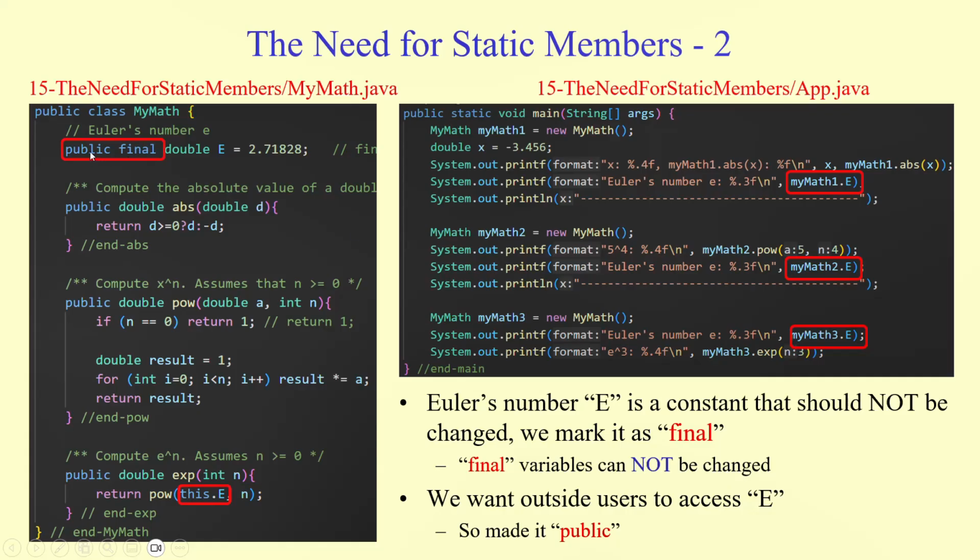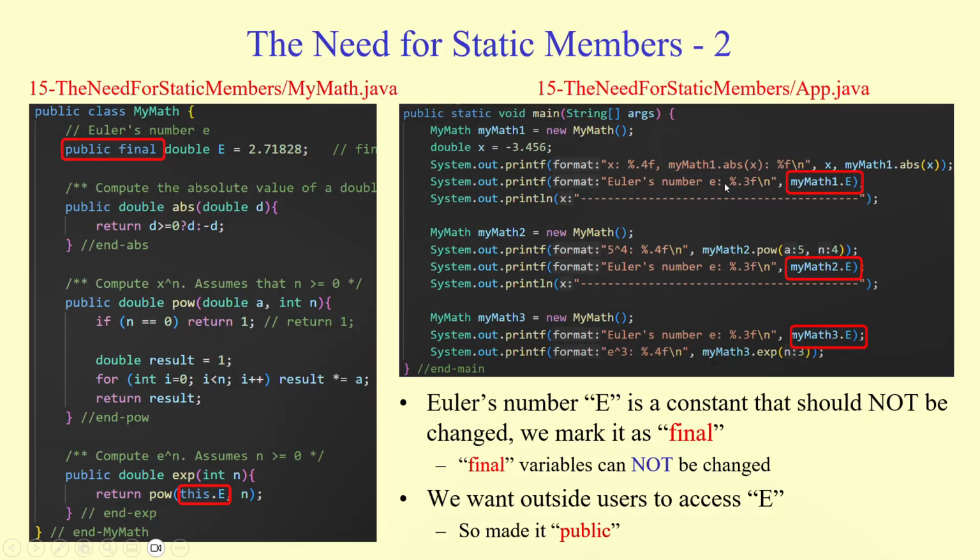And I also want to make it public so that outside users can access it. I don't want outside users to declare the E variable again. It's already declared in here. I want them to directly use it. And here are the other methods: ABS to compute the absolute value, power to compute the power of a to the n, and exp to compute e to the n.